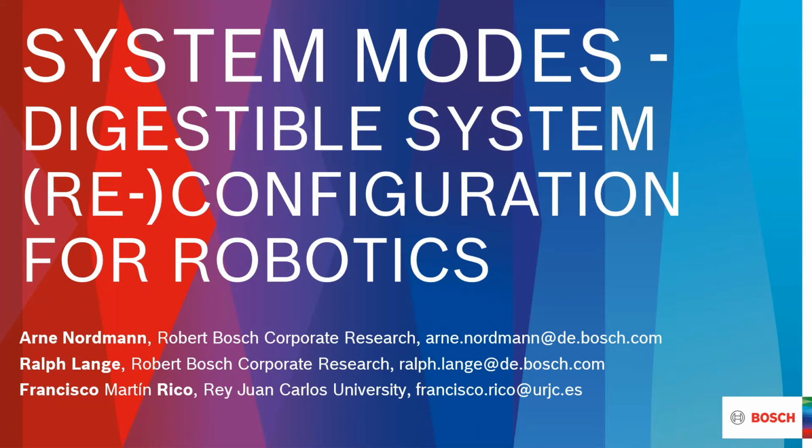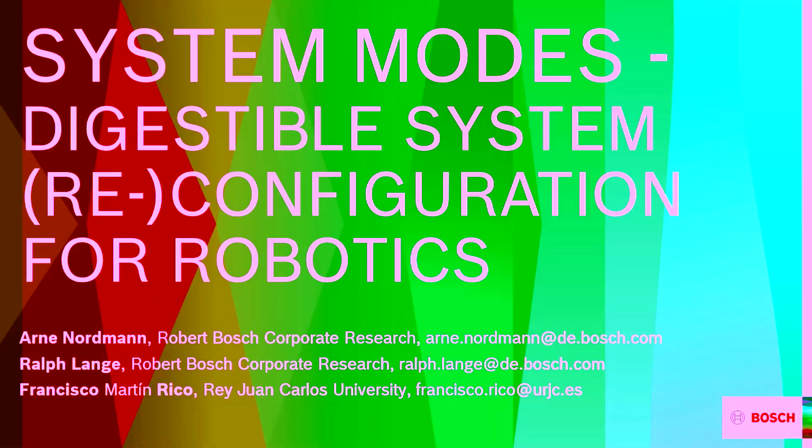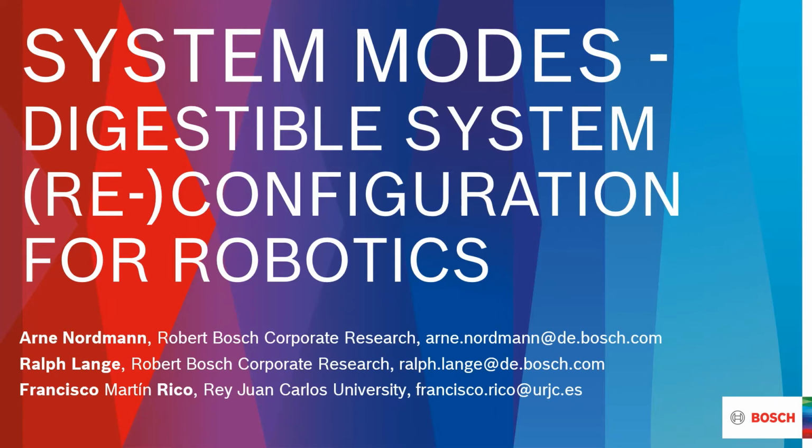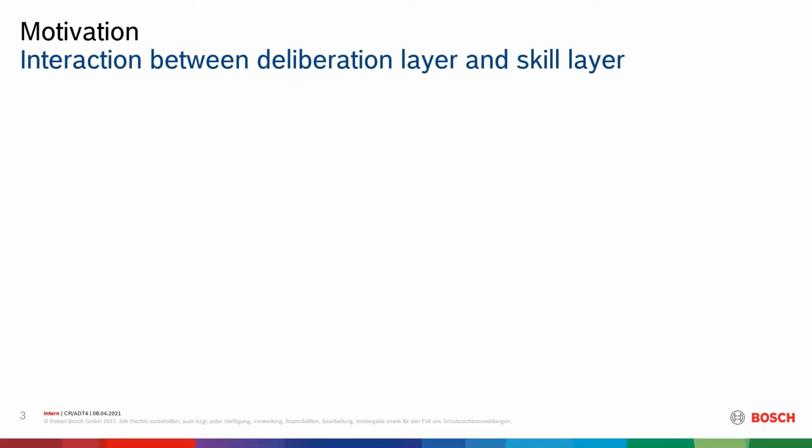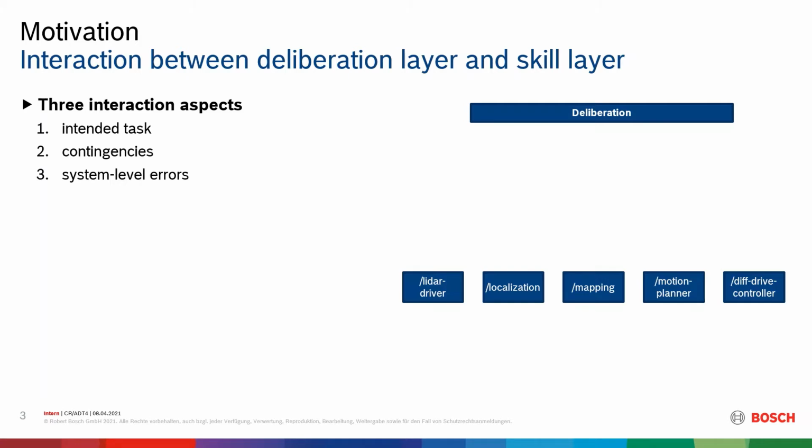Today, I would like to introduce the system modes approach that we developed within the MicroROSE project. It is a concept that provides appropriate abstractions for system configuration, effectively easing reconfiguration of entire robotic systems at runtime. The system mode concept is motivated by the observation that the deliberation layer of a robotic system, the one that orchestrates the system and its skills on a mission level, is often tightly coupled with the skill level, effectively preventing decoupling of these two layers.